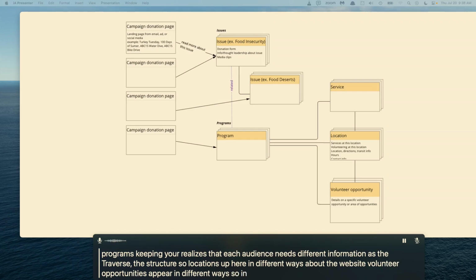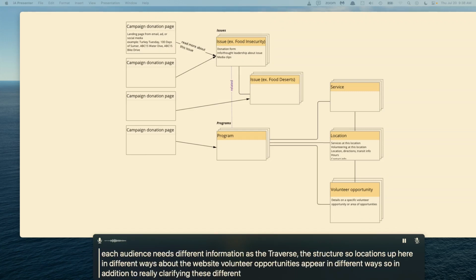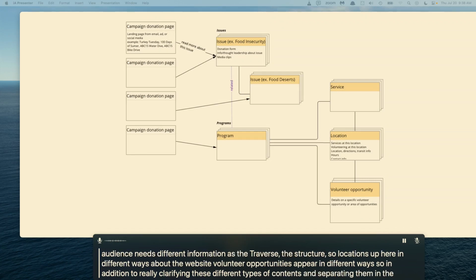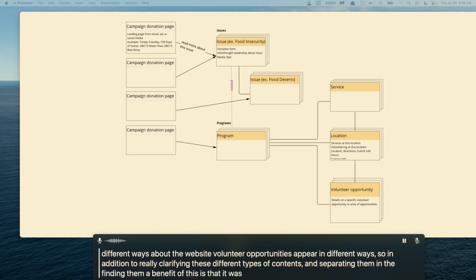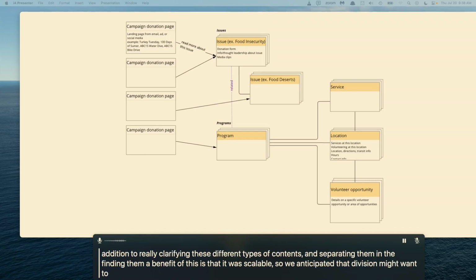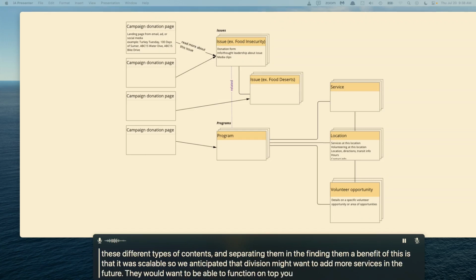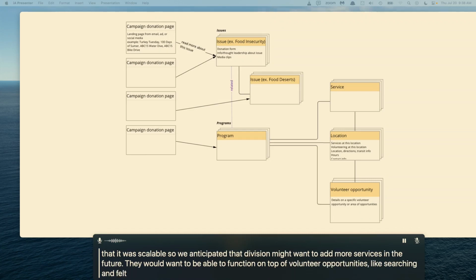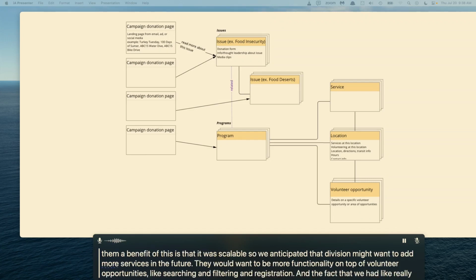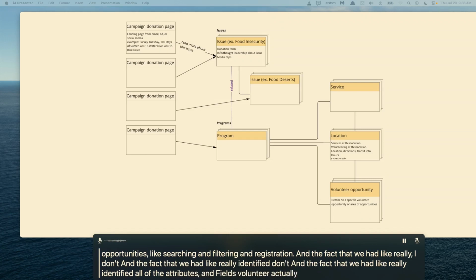So in addition to really clarifying these different types of content and separating them and defining them, a benefit of this is that it was scalable. So we anticipated that the organization might want to add more services in the future. They would want to build more functionality on top of volunteer opportunities like searching and filtering and registration. And the fact that we had really identified all of the attributes and fields of volunteer opportunities in advance made it really easy to add those things on later.